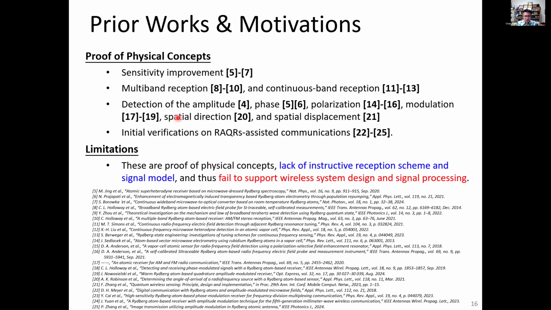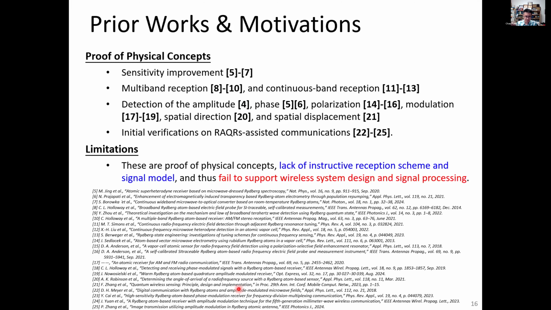Okay, so there are some works that have been done in the literature. In fact, quite a lot, and many of them are in the physics domain. For example, people have been trying to improve the sensitivity of these sensors, and people have been looking at the so-called multi-band reception or continuous band reception, or how we can detect the amplitude, phase, polarization, modulation, and so forth. And then there are some verifications as well. So these are the works that we can find in the literature, and you can get this from our magazine paper.